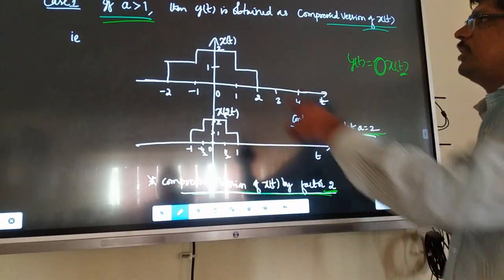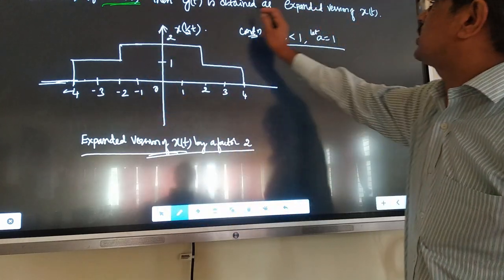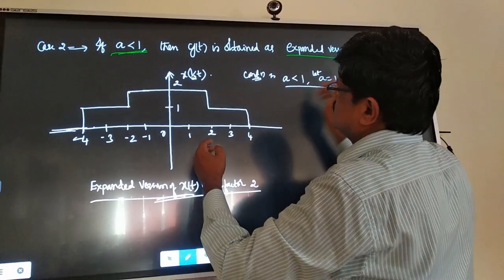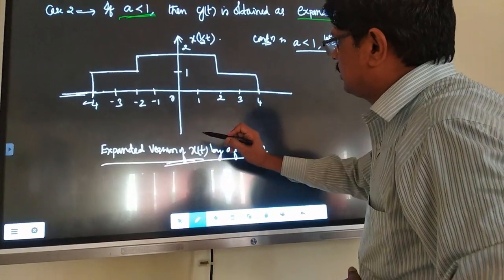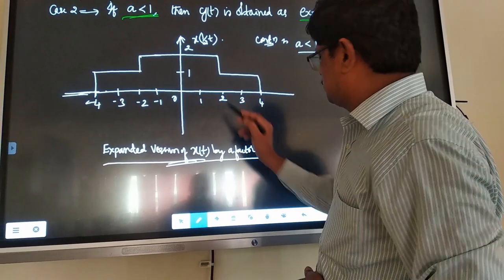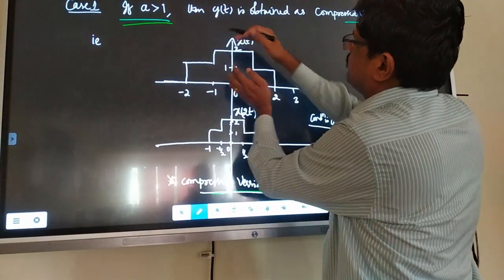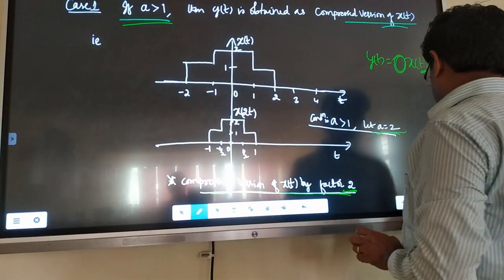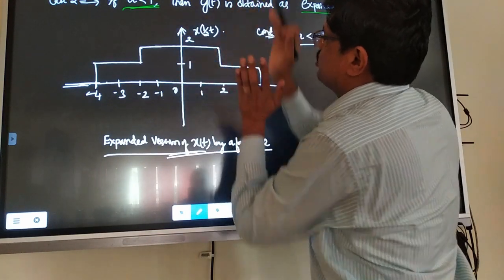Similarly, the expanded version of x of t is exactly double, based on a. For example, if a is less than 1, then y of t is obtained as the expanded version of x of t. Now see, 0 to 1, whatever we are having, we have amplitude 2. Here it is double the axis: 0 to 2 you will get 2. That's the expanded version. It is expanded as 0 to 2 and its amplitude is 2.